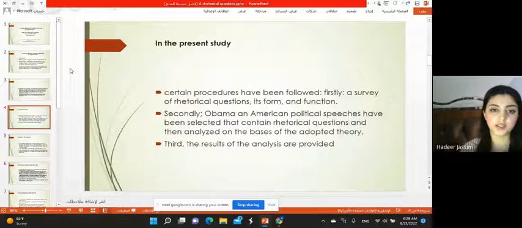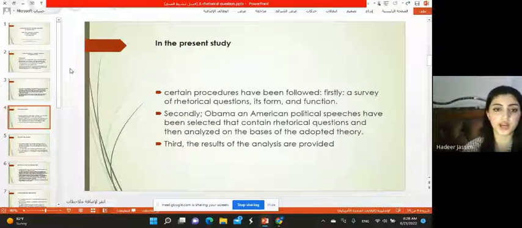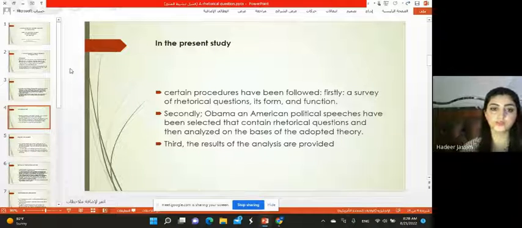In the present study, certain procedures have been followed. Firstly, a survey of the rhetorical question, its form and function. Secondly, Obama and American political speeches that contain rhetorical questions have been selected, and they are analyzed on the basis of the adopted theory. Third, the results of the analysis are provided.